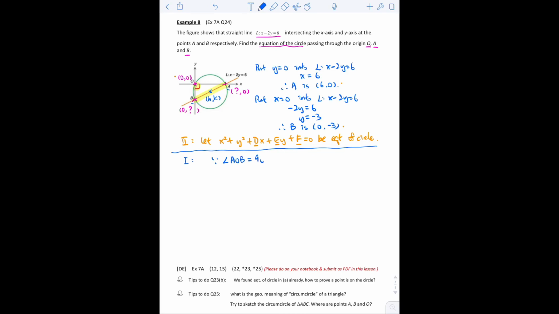Because angle AOB is 90 degree, so we can conclude AB is the diameter.